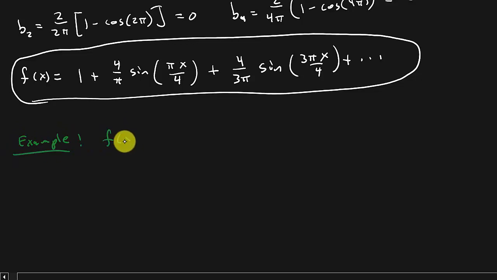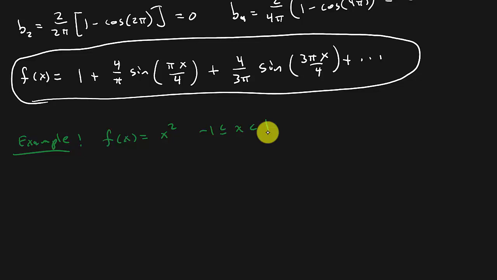All right, so here I've got f of x is equal to x squared, and that's from -1 less than or equal to x less than 1. So I don't have a piecewise function this time. Okay, no piecewise function. So let's do it.